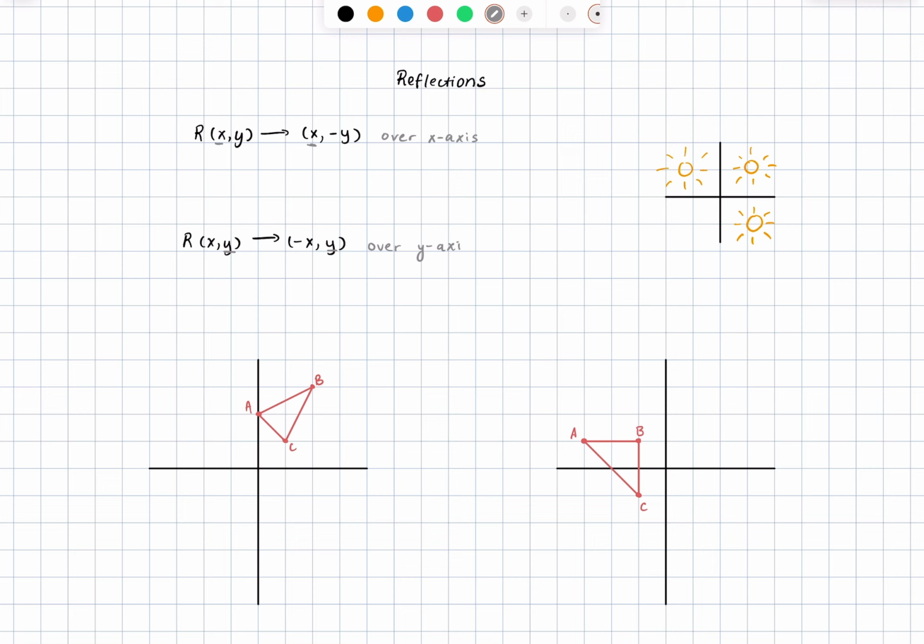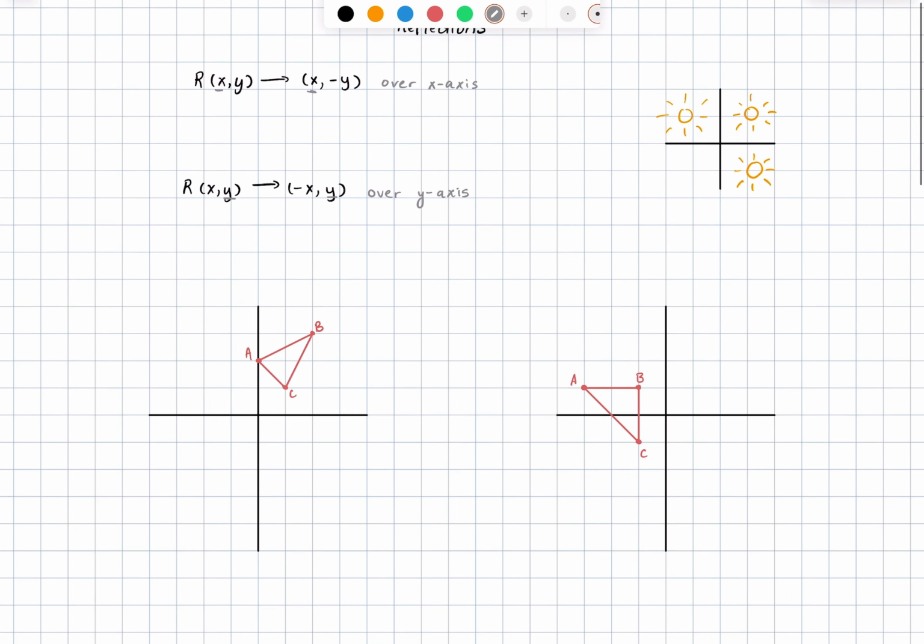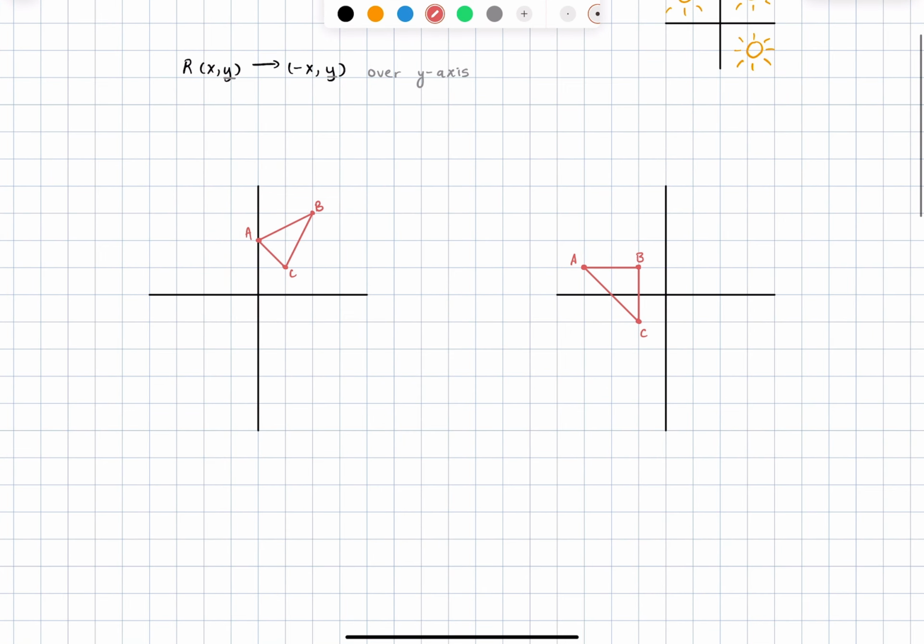And let's go ahead and do a couple of practice. For this one, I'm going to say that this function goes from x, y to x, negative y. So right away we can say that this is over the x-axis. So we know the image is going to be reflected into quadrant number 4, this one right here. So let's look at how we would do this.